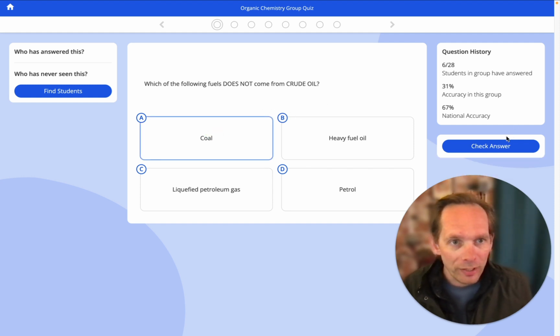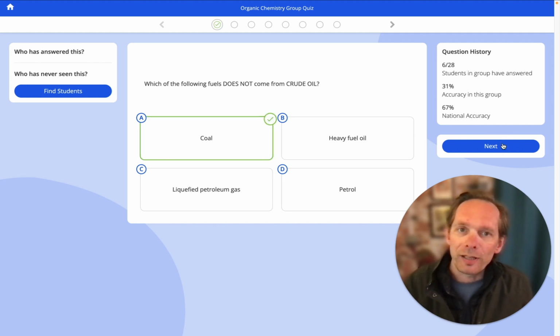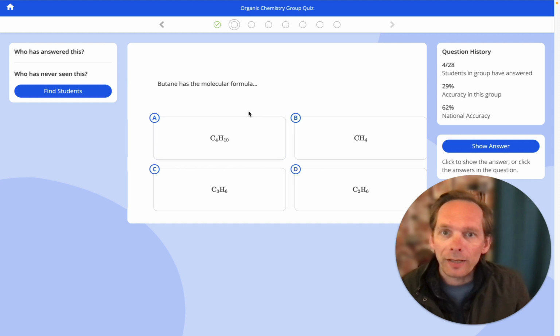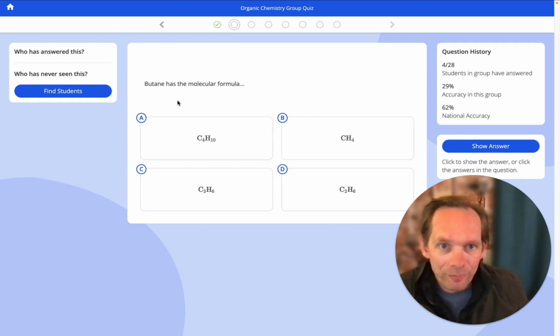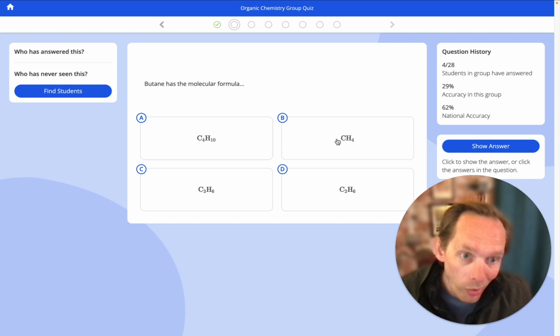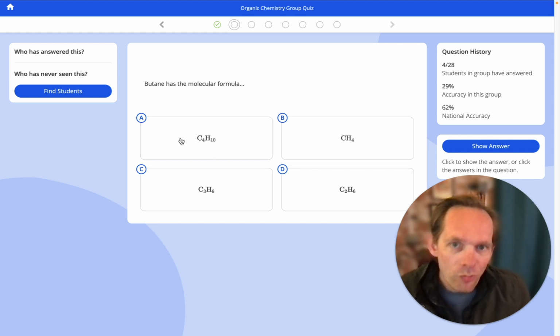It's fairly straightforward. Let's say coal. Now this, let's see what's next. Next question. Right, butane has the molecular formula. Now is it C1 essentially, C2, C3 or C4?